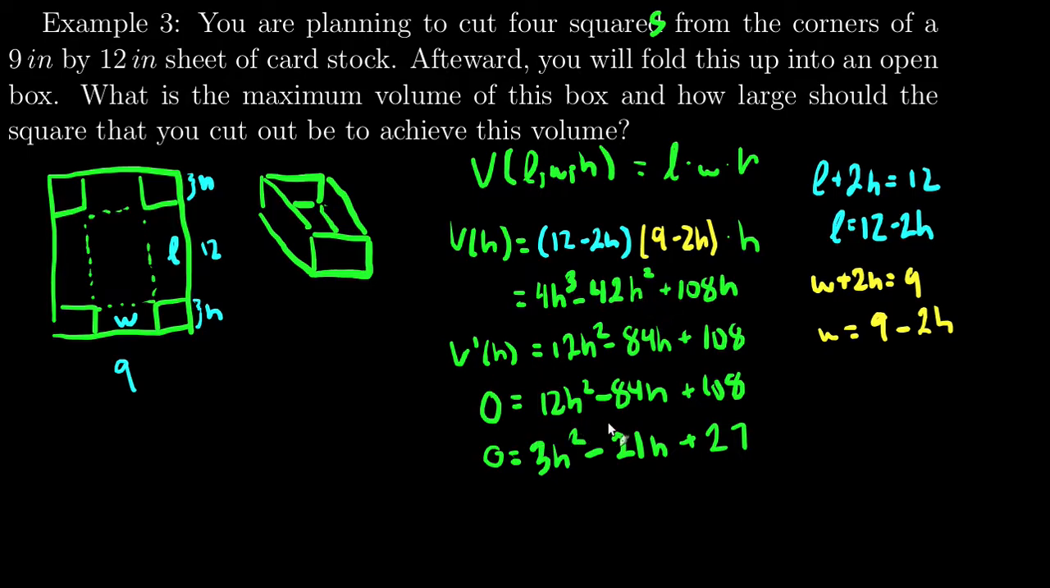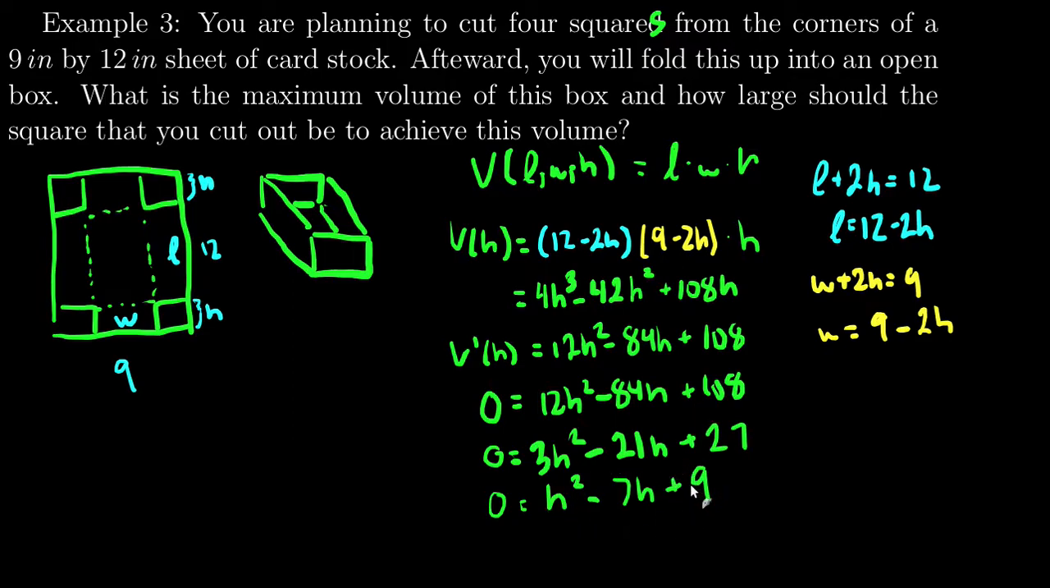Nope, that looks good. All right, so I can divide this through by 12, by 3, so I'll end up with 0 equals H squared minus 7H plus 9. Because 12 times H squared is 12H squared, 12 times negative 7 is negative 84, and 12 times 9 is 108. And now I need to solve this.